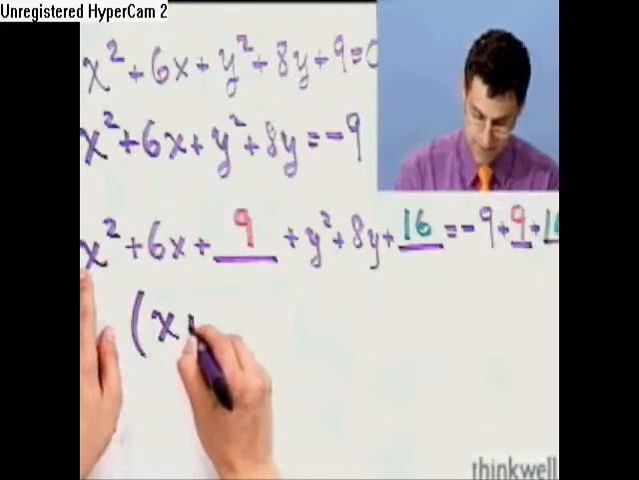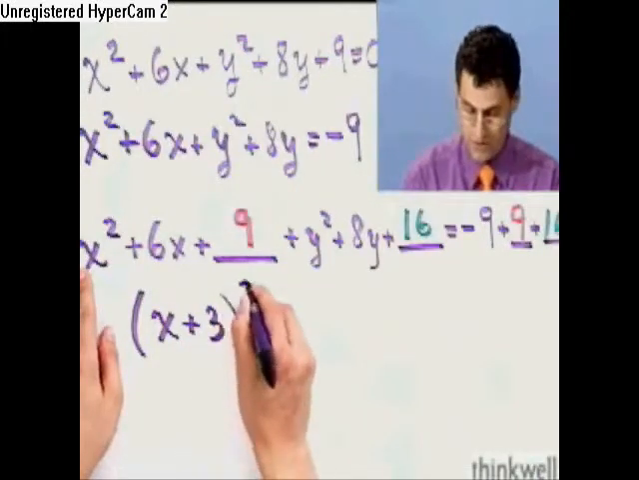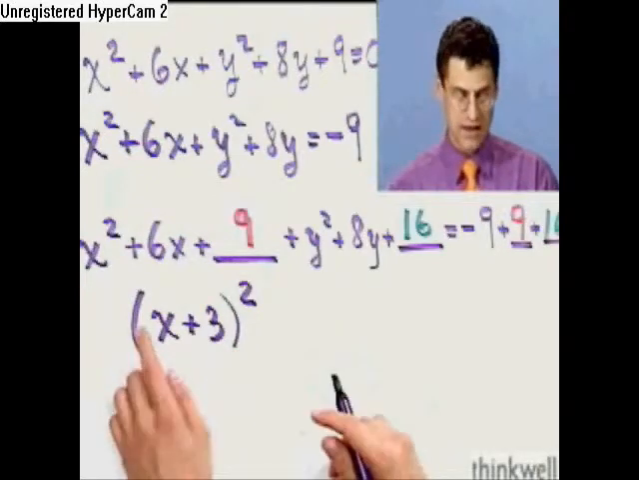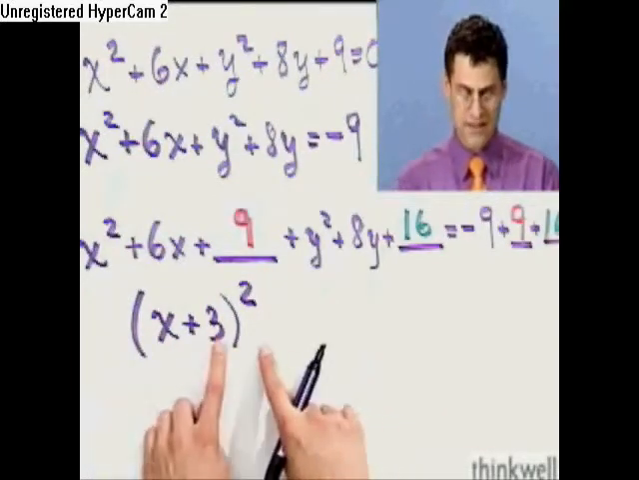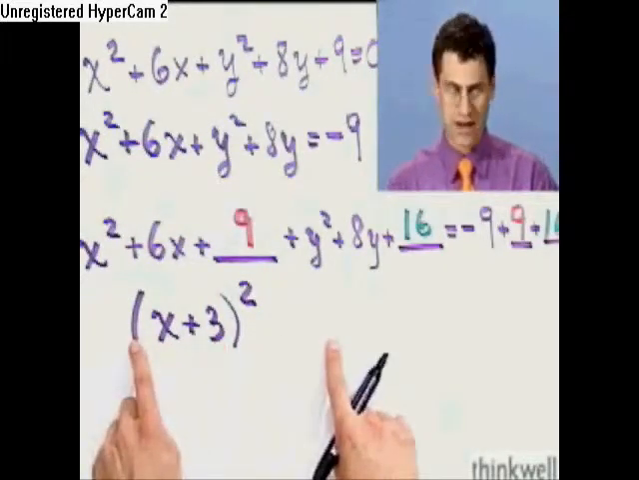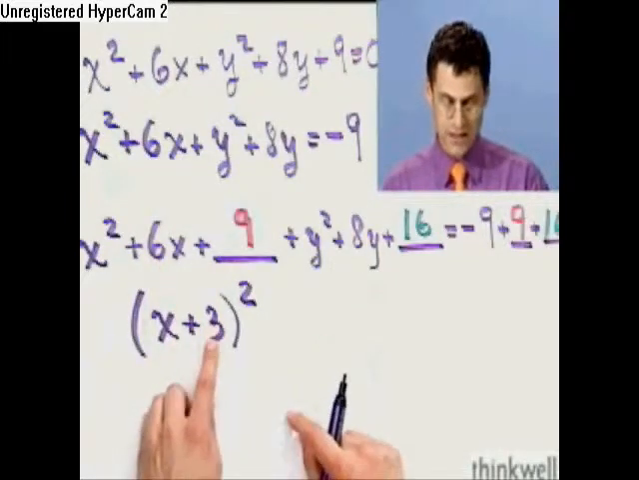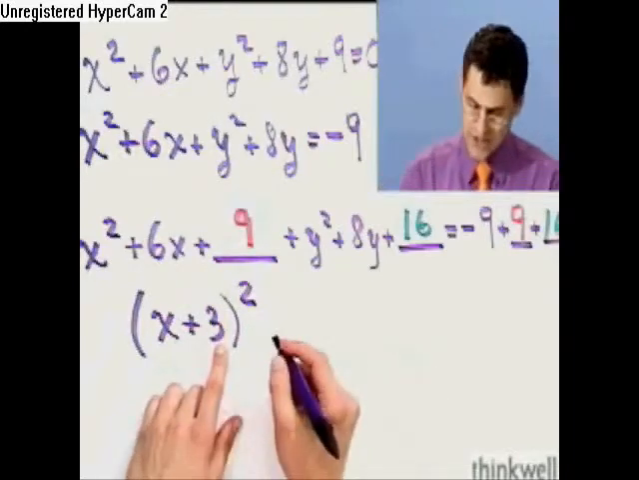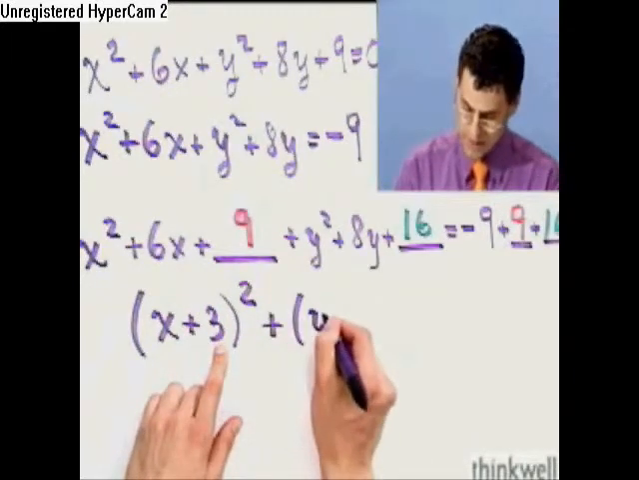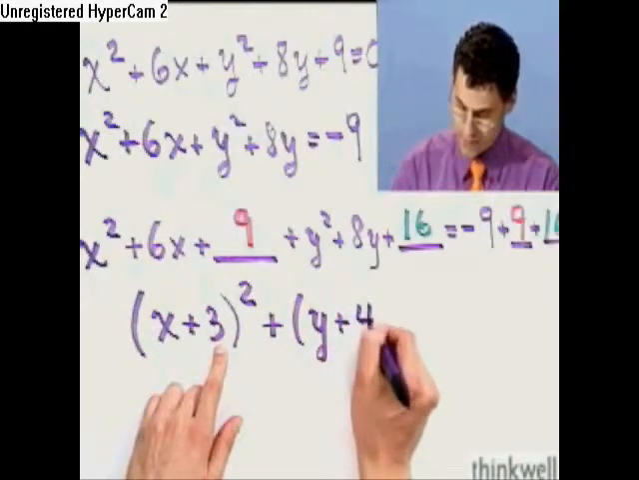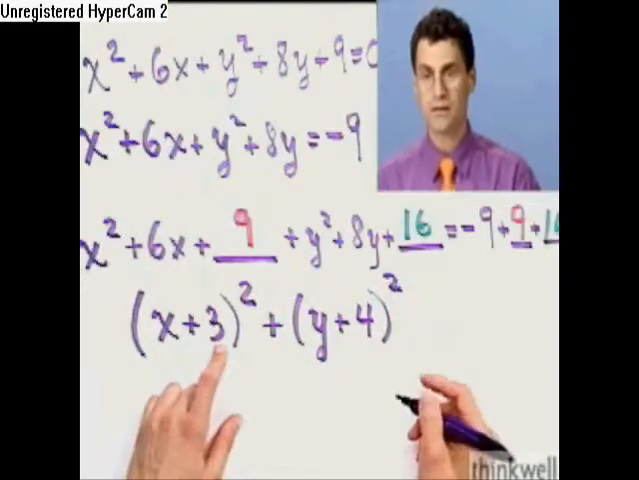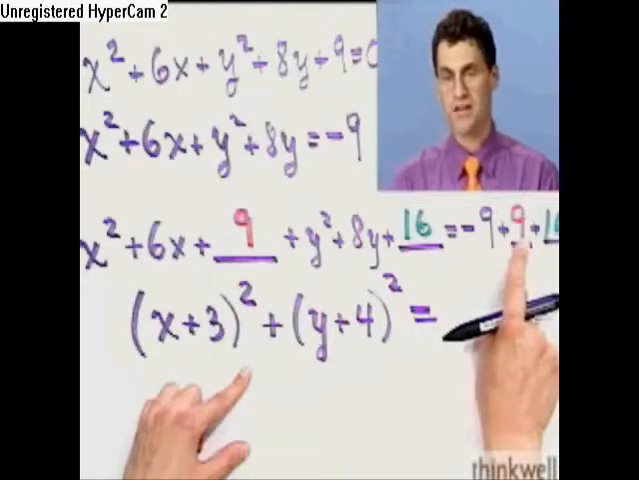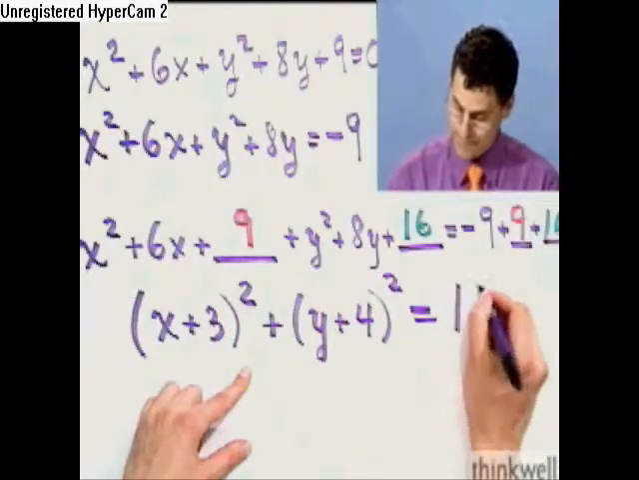It's (x + 3) all squared. You can check that by actually FOILing it out. X times x is x^2. Inside terms are 3x, outside terms are 3x. That's 6x. And notice that 3 times 3 is 9. So that checks. And similarly here we get (y + 4) quantity squared. And that equals what? Well, -9 + 9 is 0, and then I have a 16.